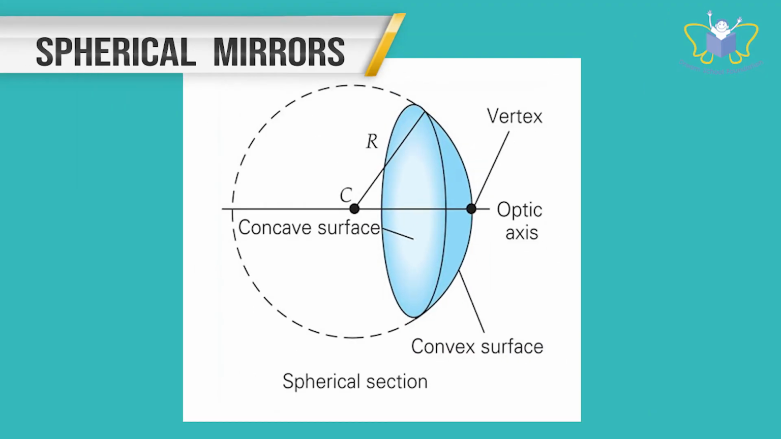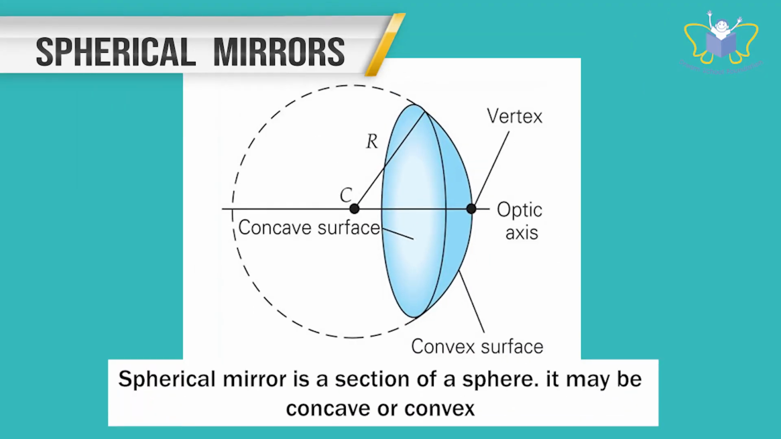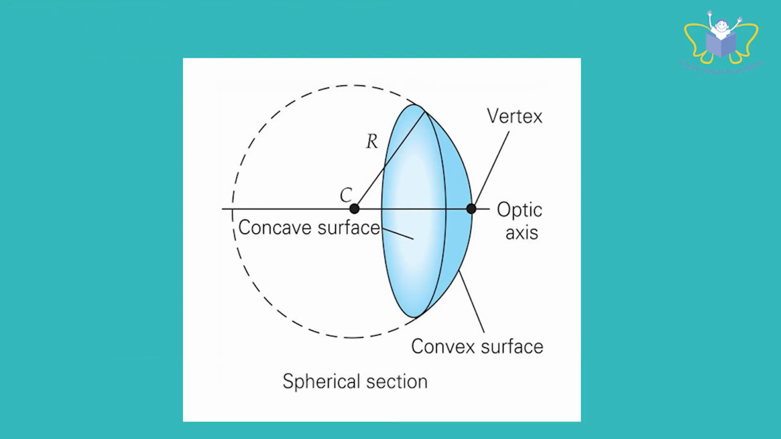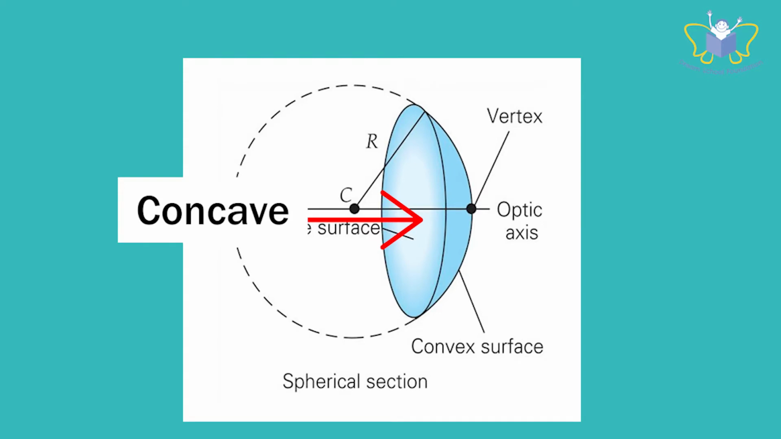Now let us look at spherical mirrors. Spherical mirror is a section of a sphere. It may be concave or convex. If the reflecting surface is the outer side of the sphere, we call it as convex. If at all it is the inner side of the sphere, we call it as concave mirror.